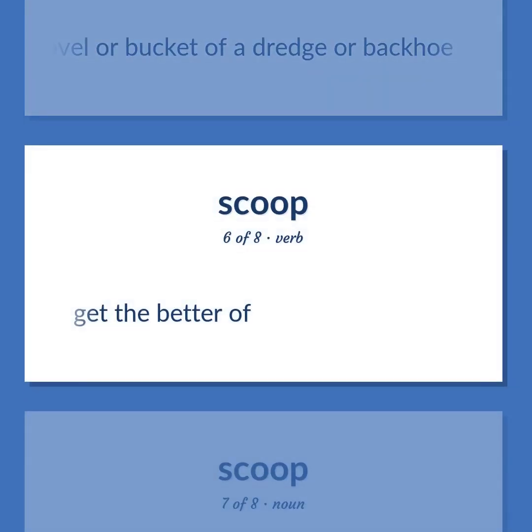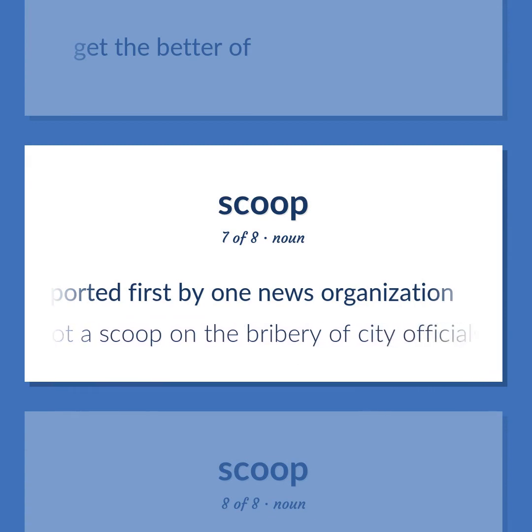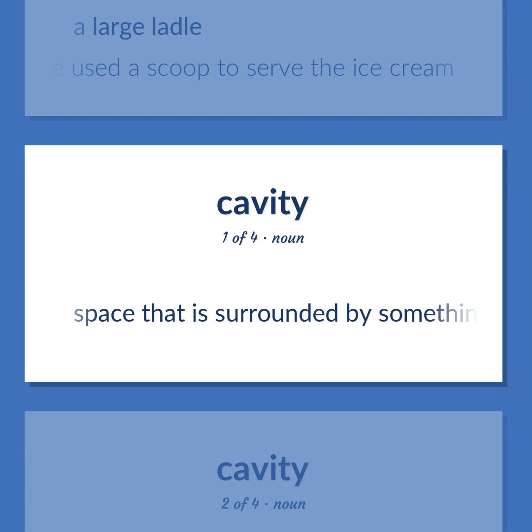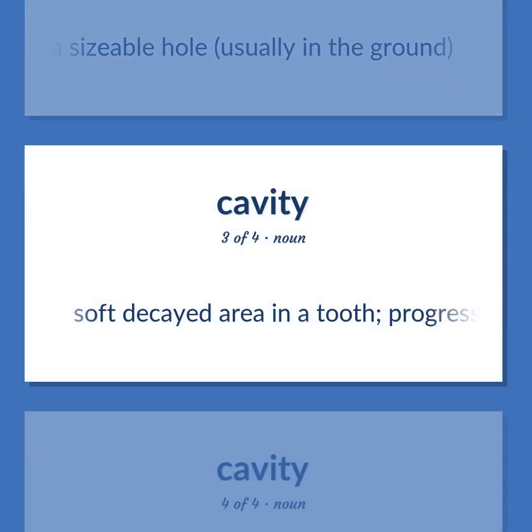Get the better of. A news report that is reported first by one news organization. He got a scoop on the bribery of city officials. A large ladle. He used a scoop to serve the ice cream. Space that is surrounded by something. A sizable hole, usually in the ground. Soft decayed area in a tooth. Progressive decay can lead to the death of a tooth.